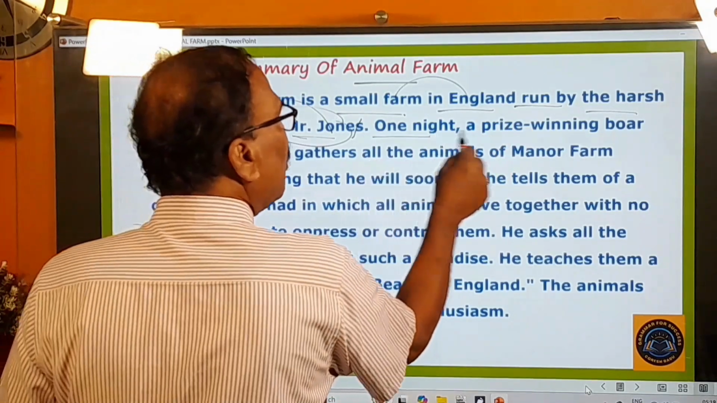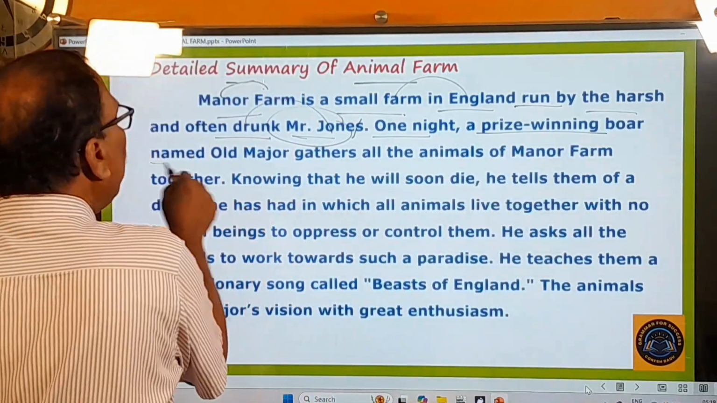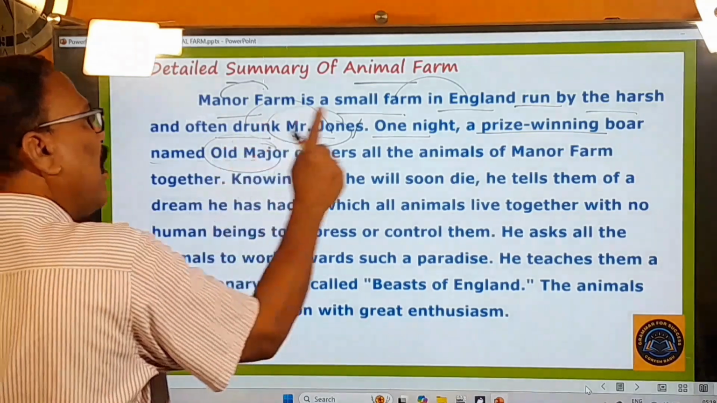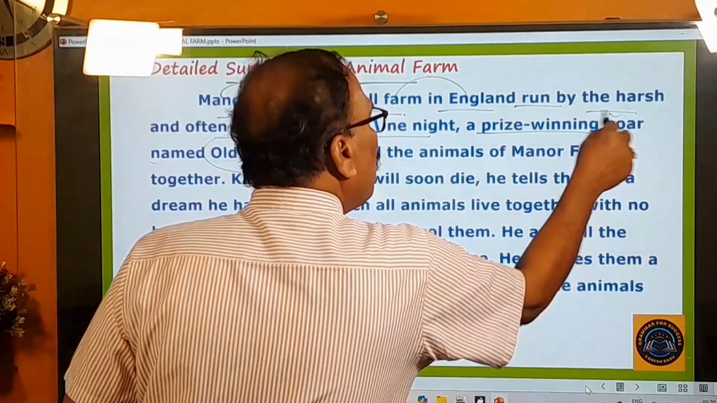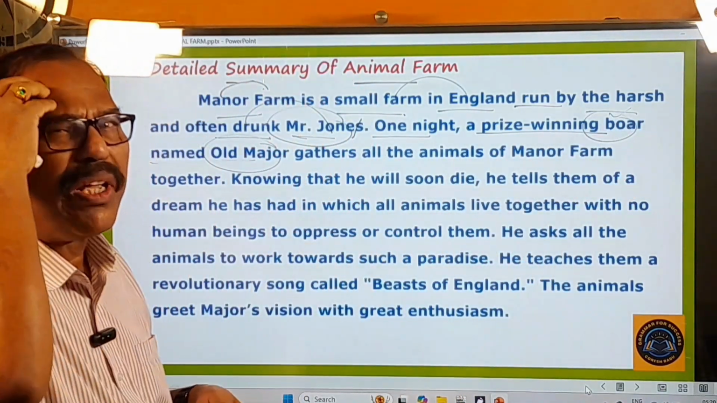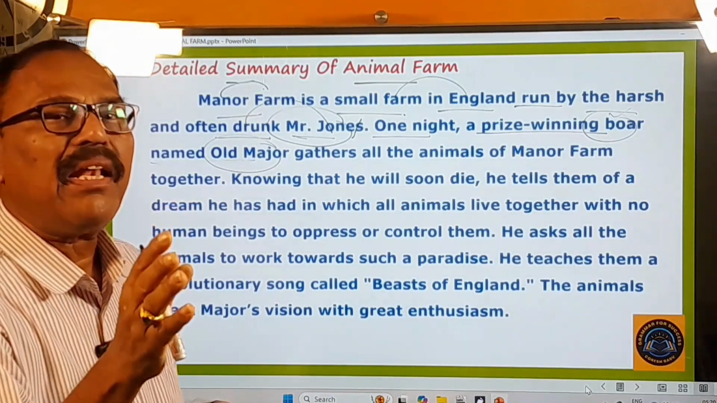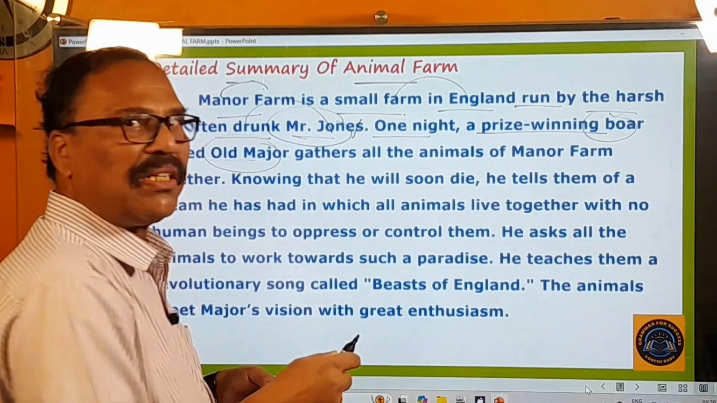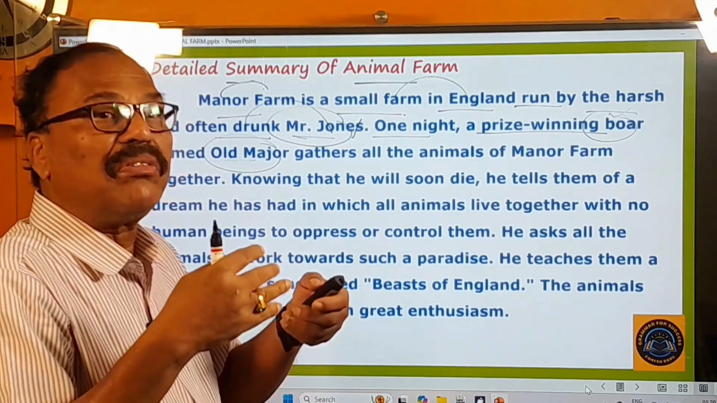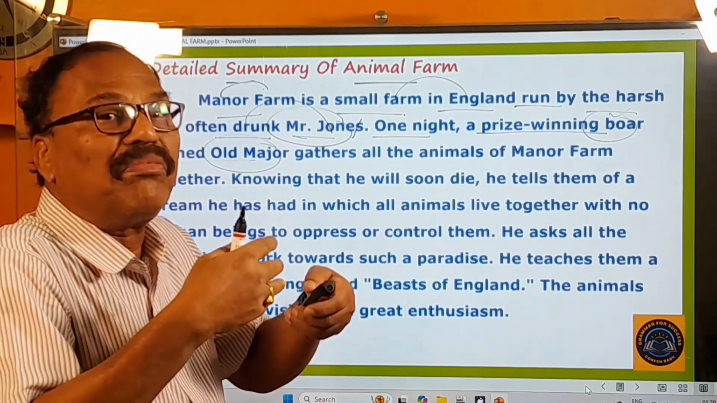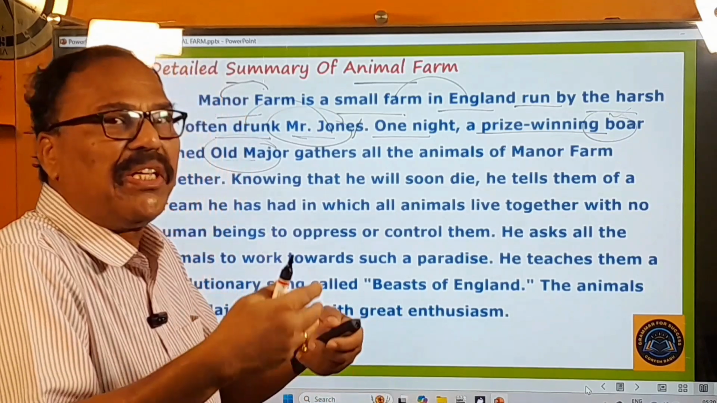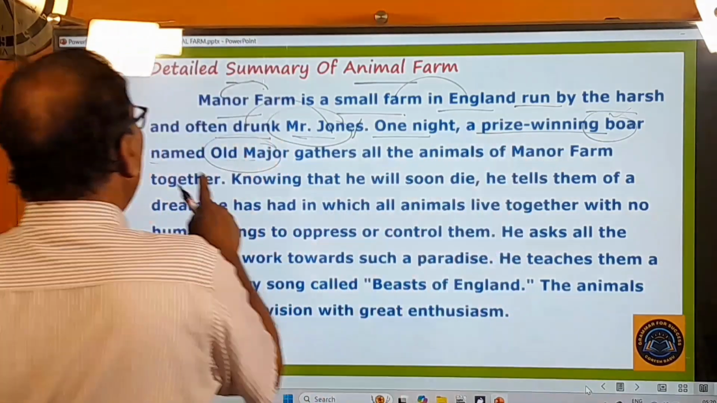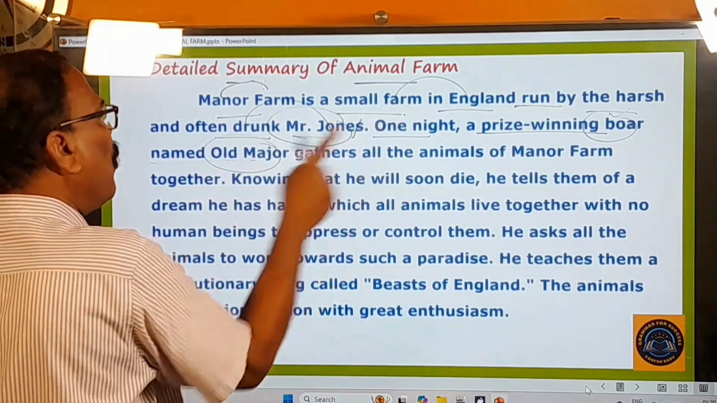One night what happened? A prize-winning boar named Old Major. So on this farm there is a prize-winning boar. What is this boar? Boar is a small male pig or swine, whatever you can say. It's a prize-winning boar, that is very likely to win a prize also. Prize-winning means very healthy, very strong, and like that. So it's a prize-winning boar named Old Major. The name of that boar is Old Major.